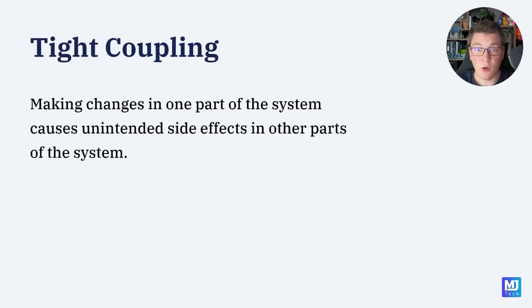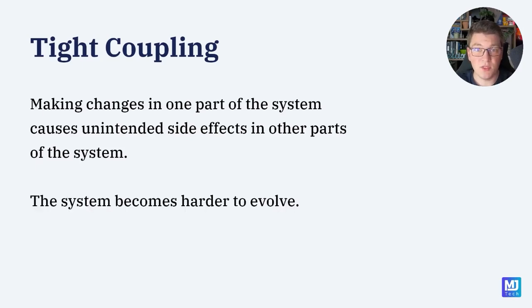If we don't find a way to control the amount of coupling in our system, we end up with what is called tight coupling. And this basically means that when you make a change in one component or one module in your system, this is going to cause some unintended side effects in the other components in your system.